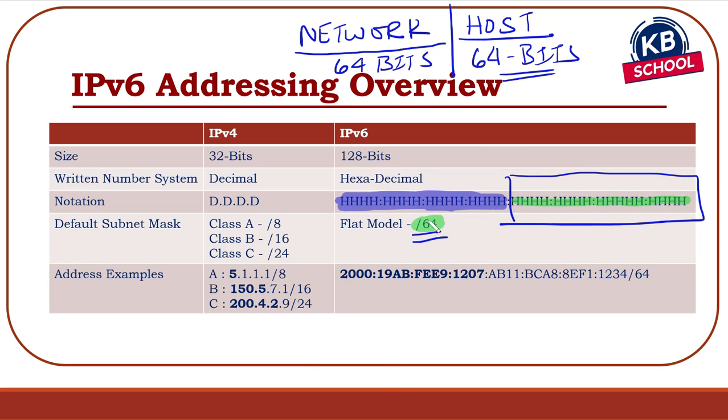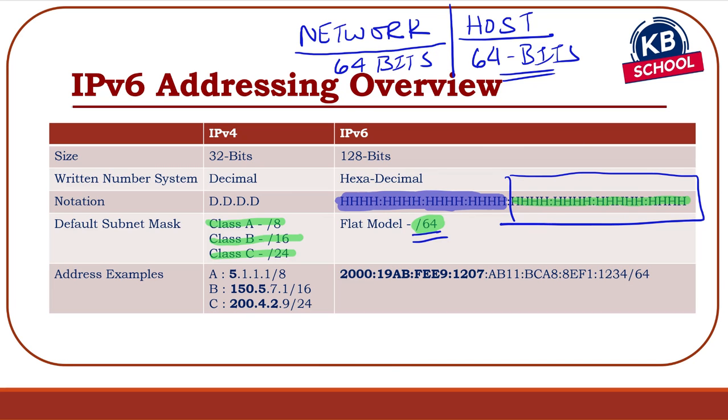It's a flat model. There is subnetting as well, but I will show you how subnetting differs in IPv6 versus IPv4 in a later video. For right now, just understand it. At the default stage, if I had a class A, I would have a /8 mask. Class B would have a /16 mask. Class C would have a /24 mask. In IPv6, there's no such thing. It's a default mask of /64 for all networks.